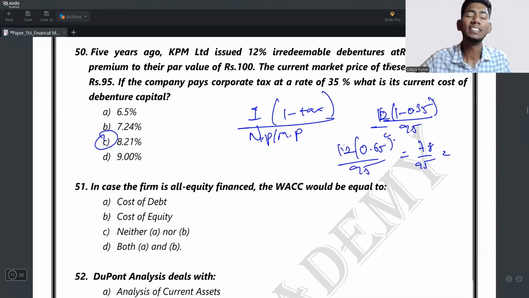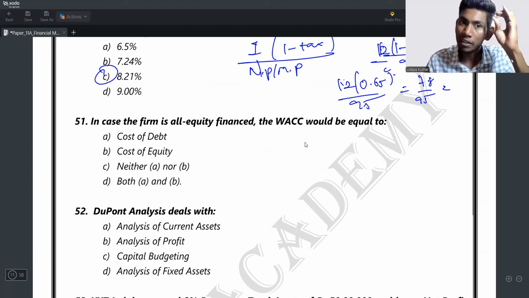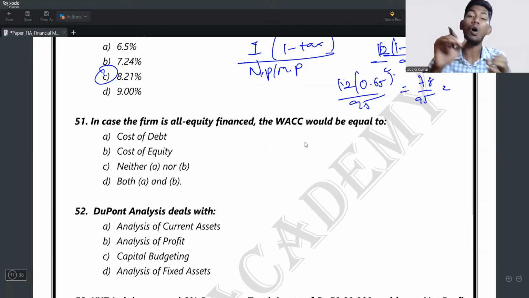Number 51. In case the firm is all equity financed, the weighted average cost of capital would be equal to... It's quite an easy question, one of the easiest questions. So in the case when a firm is entirely equity financed, there is no debt component. Therefore, the weighted average cost of capital would consist solely of the cost of equity. Since weighted average cost of capital is the average cost of all financing sources weighted by their respective proportions, which we call weights, in an all equity firm the weighted average cost of capital is simply its what?